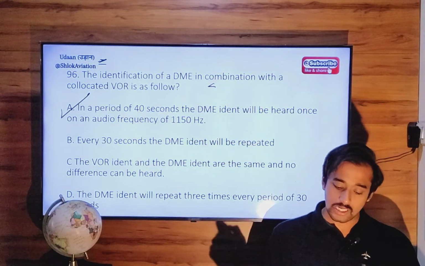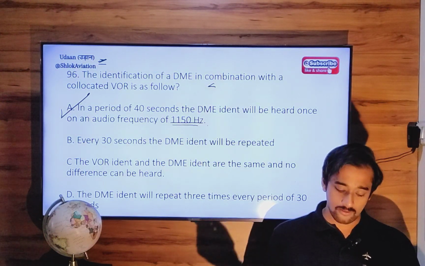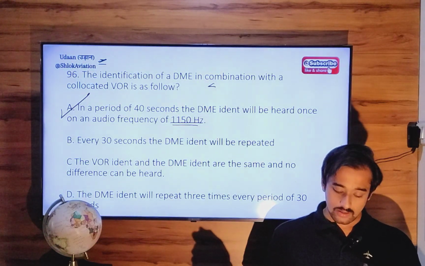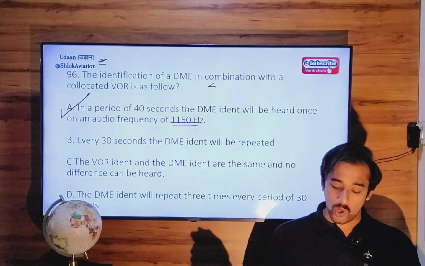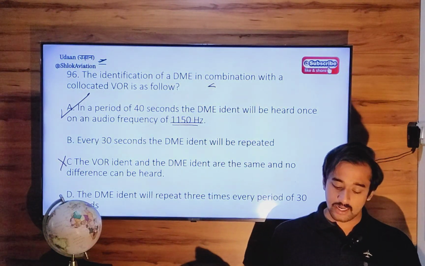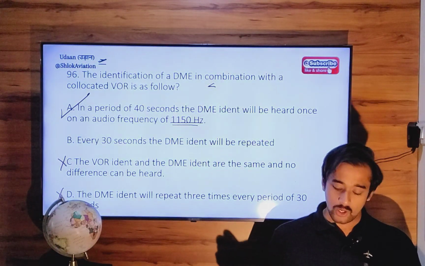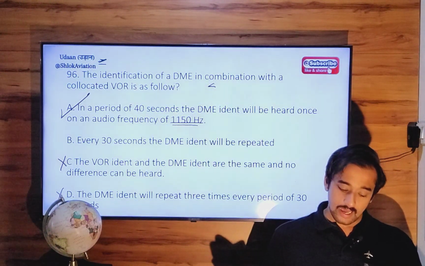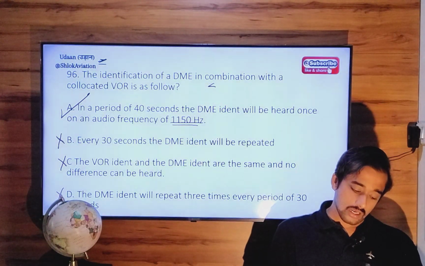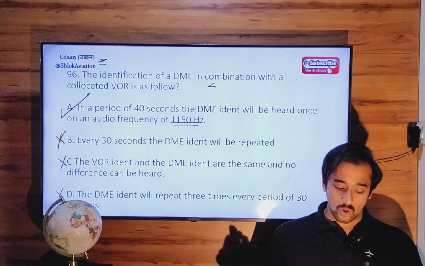In a period of 40 seconds, the DME ident will be heard once on an audio frequency of 1350 Hz. The VOR ident and the DME ident are the same. That is wrong. The DME ident will be repeated three times. That is wrong. It will be repeated one time. VOR will be repeated three times. Every 30 seconds, the DME ident will be repeated. This is not a clear definition. So option A is the correct one.